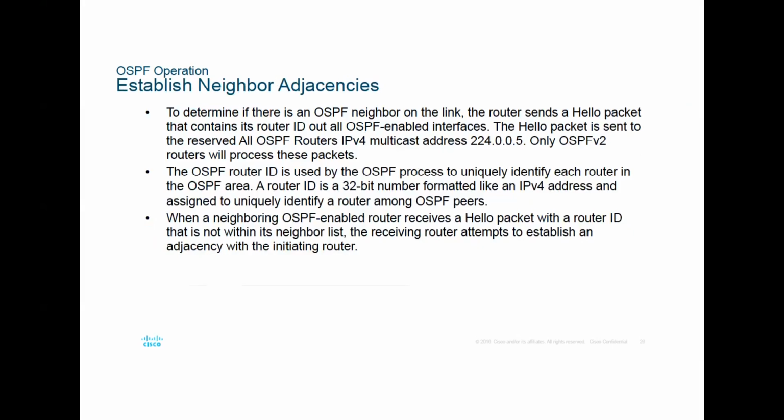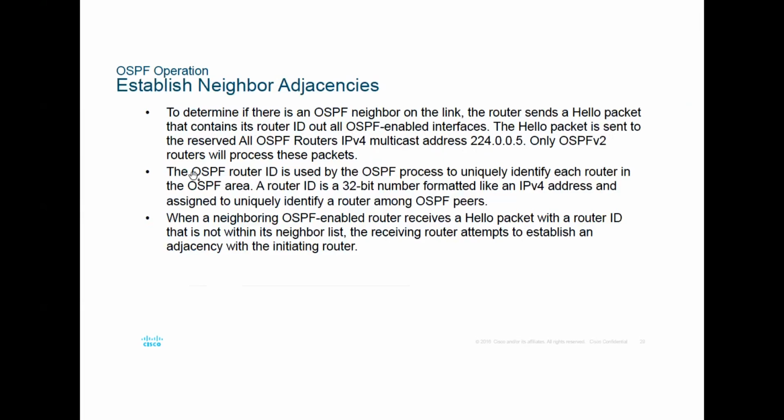Establish neighbor adjacencies. To determine if there is an OSPF neighbor on the link, the router sends a hello packet that contains its router ID out all OSPF-enabled interfaces. The hello packet is sent to the reserved all OSPF routers IPv4 multicast address 224.0.0.5. Only OSPF version 2 routers will process this packet.